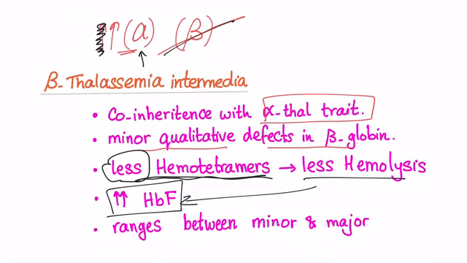Since you don't have beta, what will happen? Gamma chains will form when you have alpha and gamma. This is called hemoglobin F, the fetal hemoglobin. Okay, that's it for thalassemia, guys.